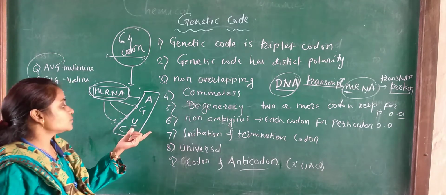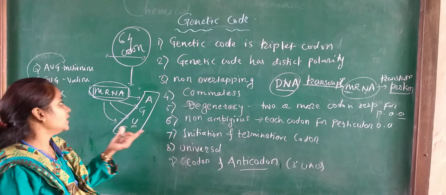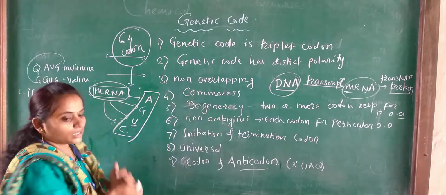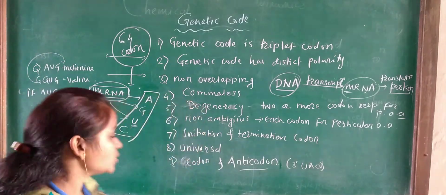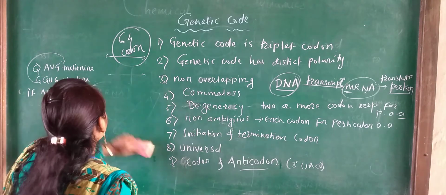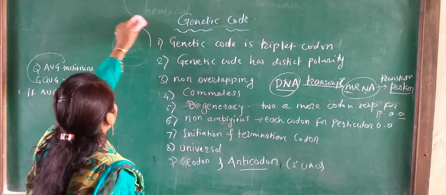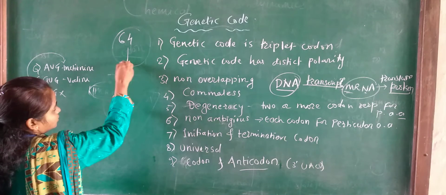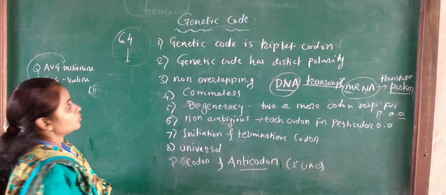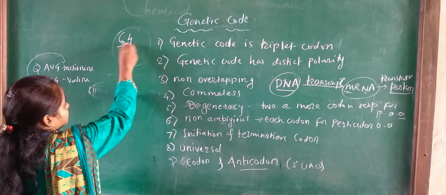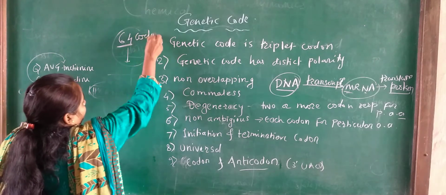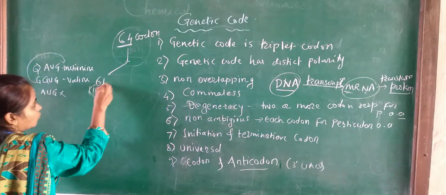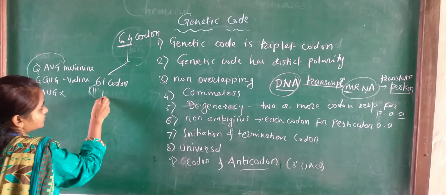And through these four nucleotides, three-letter codons are formed, that is 64 codons are formed, and these 64 codons are responsible to form the 20 amino acids. Out of these 64 codons, 61 codons are sense codons.